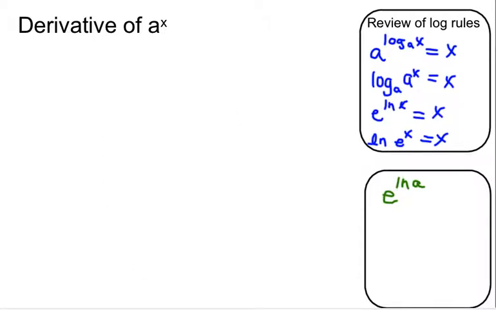Okay, so in this video, we're going to look at what the derivative of a to the x is. Before I get into that exactly, what I'd like to do is review some of the log rules.